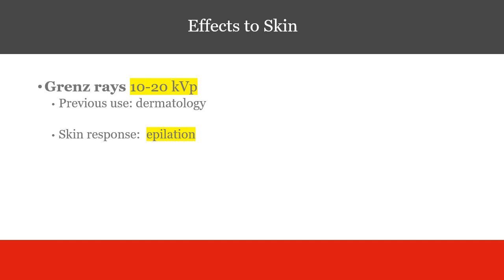Another type of X-rays used were Grenz rays, and those were rays that were between 10 to 20 kVp. Their specific use was in dermatology and typically with children to treat ringworm. The skin response was epilation, or loss of hair, within these children.